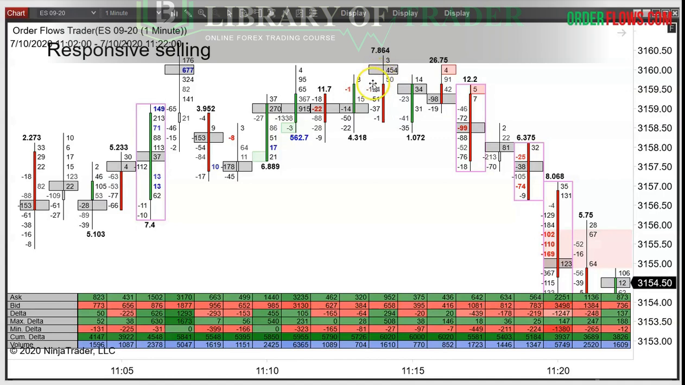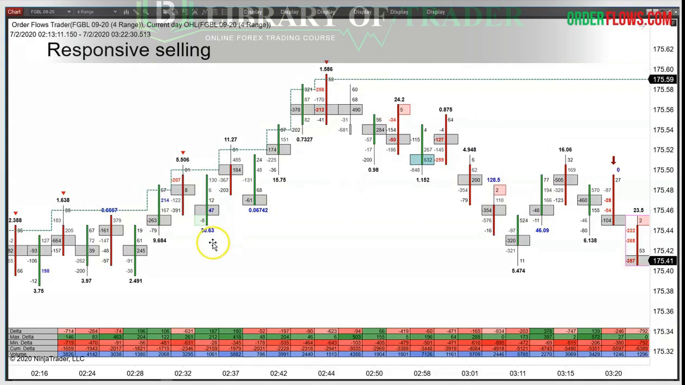And what you're seeing in the delta footprint is immediately after you put in that prominent point of control, just all the bids getting hit, 124, 51, 37, right? And then it goes sideways the next two bars, and then boom, all the bids getting hit. Then a doji bar, all the bids getting hit, right? As the market just immediately drops in the next bar, a quick 3 points. All right, here's responsive selling.